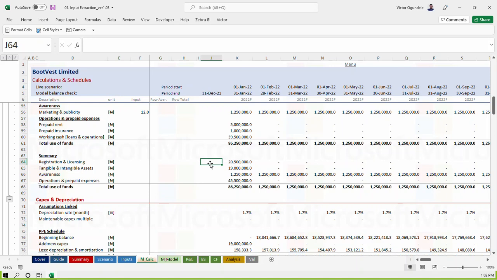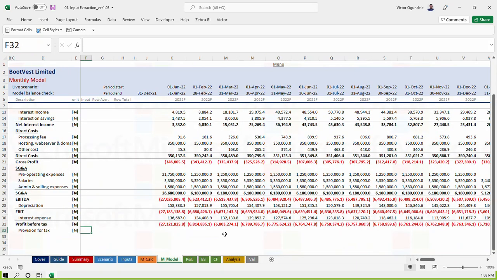Registration and licensing, you are paying that at the start of your business, so you expense that. Awareness, the branding and the whole thing at the start, we are expensing that. Then tangible assets, we are capitalizing that. Operations and prepaid flows into just a cash provision for the month-on-month running operation. Most times, I always advise you as well, and that's one of the things our standard is saying.